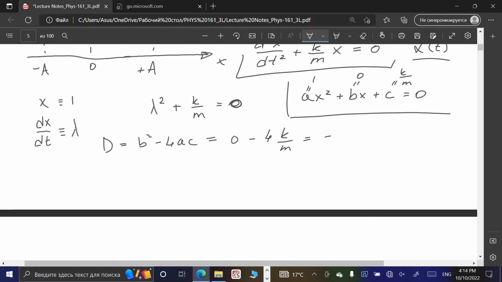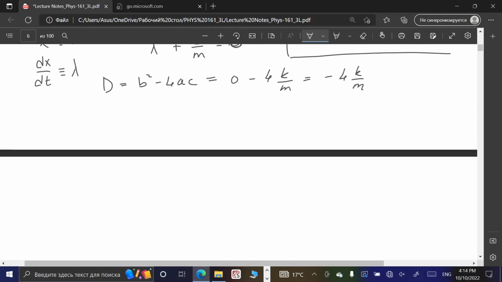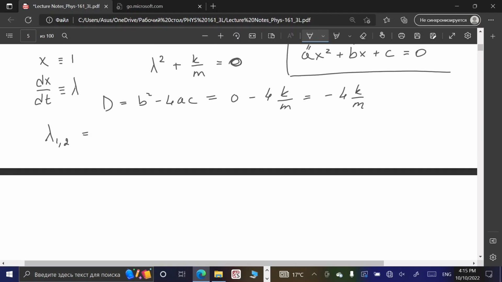From here we get that our discriminant will be minus 4 times k over m. Now we go for solutions of this characteristic equation. Since it's a quadratic equation, we get two solutions, lambda 1 and 2, and that will be equal to minus b. So in general form, let's write it: minus b plus minus square root of the discriminant divided by 2a.